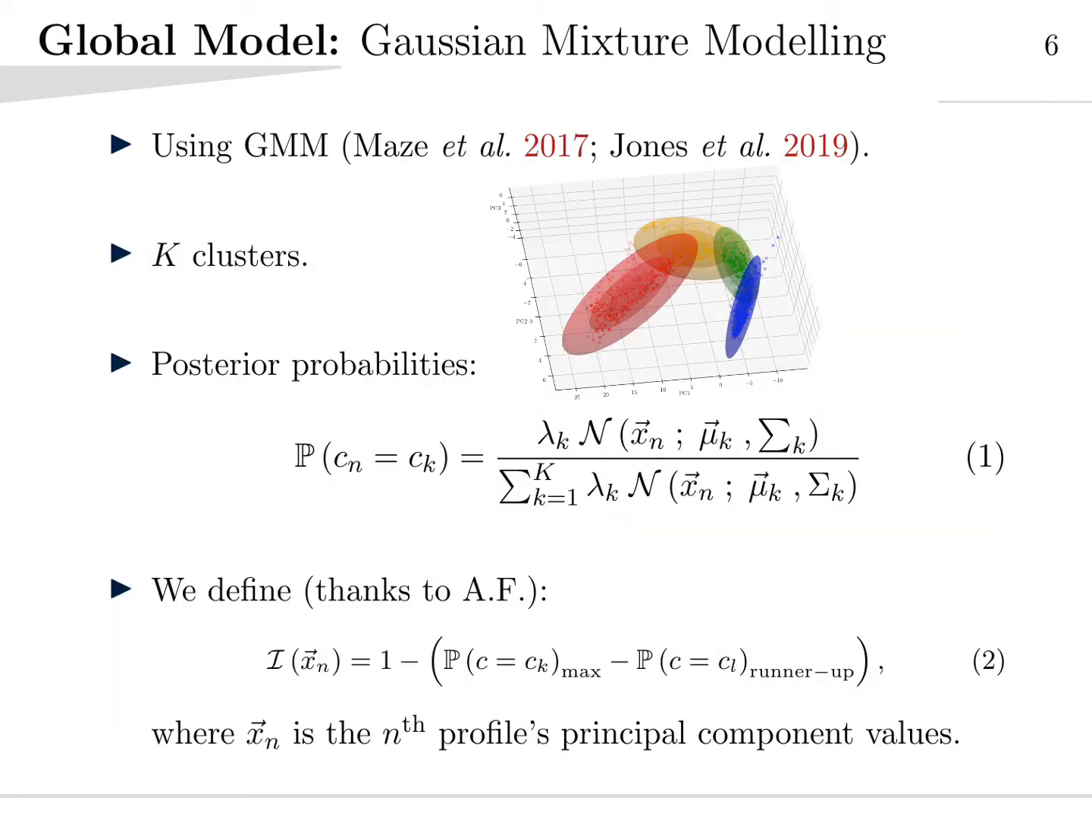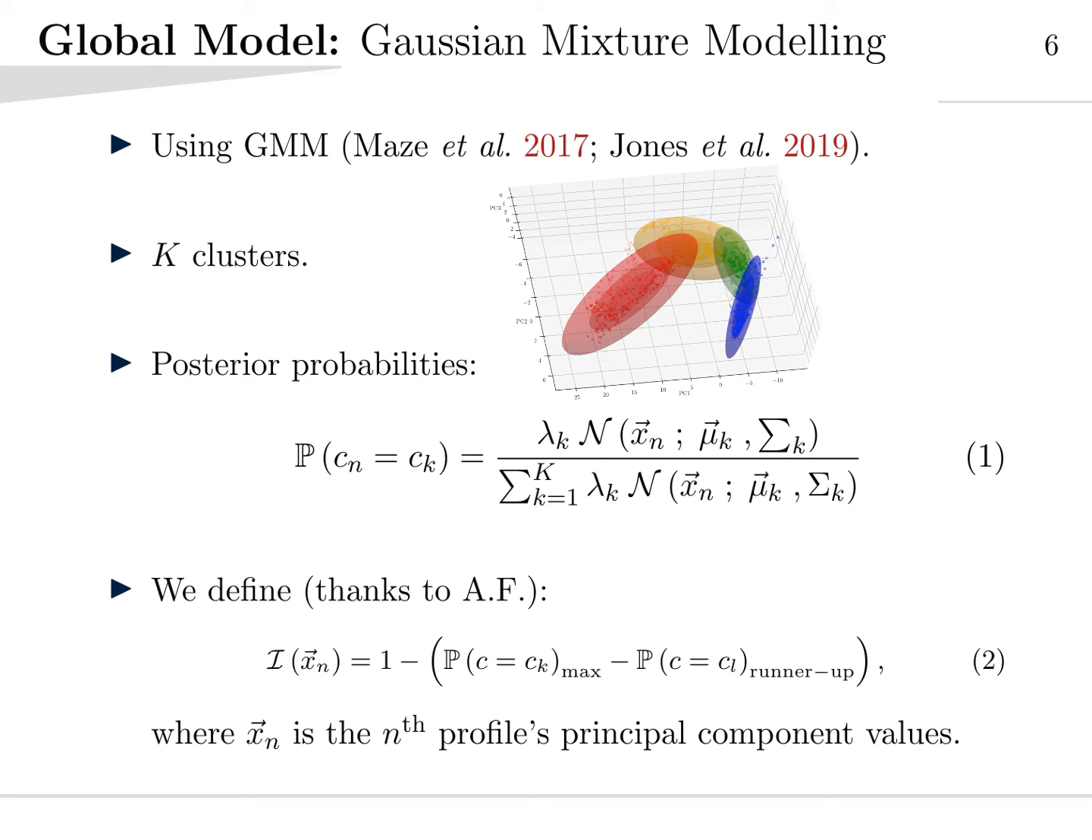For the global method, we use Gaussian mixture modeling in a similar way to Maze's paper from 2017 or Dan Jones's paper from last year, where essentially you've got K clusters, or in 3D, K ellipsoids that move about to maximize the expectation of the data. This is really useful because it gives us the posterior probability of any point being part of any cluster, with the caveat that it has to be part of one of the clusters in the model.